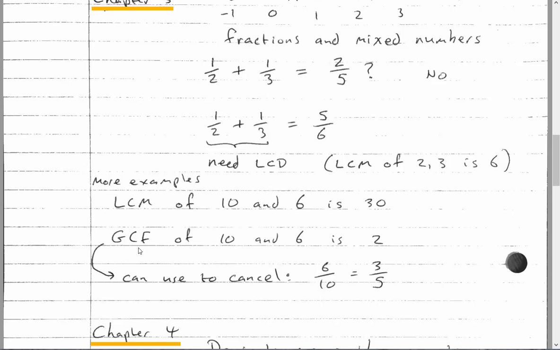Okay, a different idea is the greatest common factor of two numbers. If you look at all the factors of 10 and all the factors of 6, the biggest factor they have in common is 2. And greatest common factors are useful when you're simplifying fractions, so you can reduce 6/10 to 3/5. Just cancel 2's.